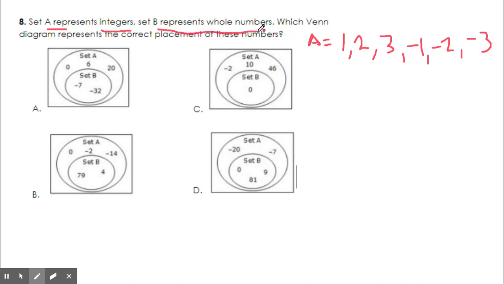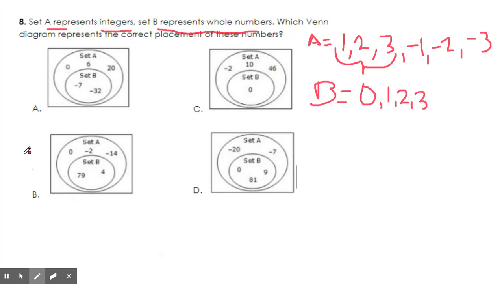But B is just whole numbers. So B is going to be everything mentioned here, 1, 2, and 3, plus 0. Whole numbers like a donut hole. Donut holes look like a 0 because they include the whole number. 0 is in the whole number. So 0, 1, 2, 3. These are whole numbers. Knowing this information, we're going to look at answer choices and see which one matches the information we have about what integers are and whole numbers.